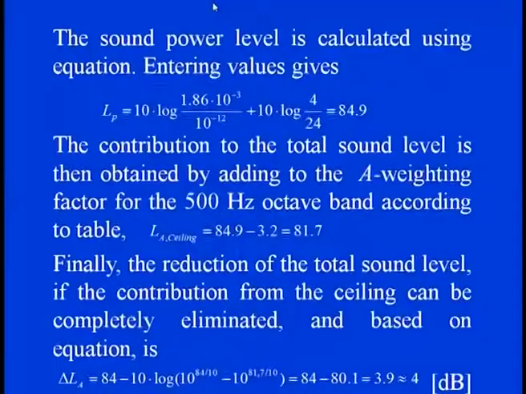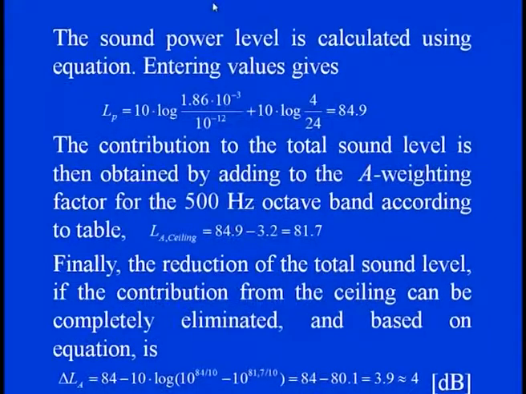So when we put these values in, the sound level LP is equal to 10 log of 1.86 into 10 raised to power minus 3, which is the sound power generated, divided by 10 raised to power minus 12, plus that LW plus 10 log 4 by A term, which was 24. So it is equal to 84.9 dB.